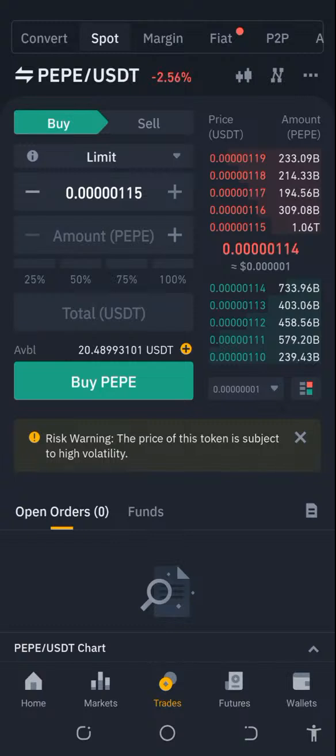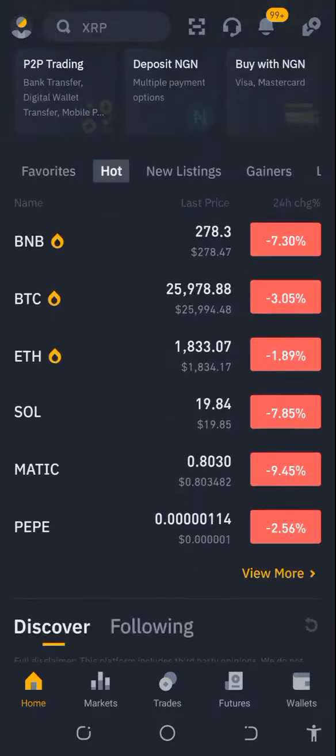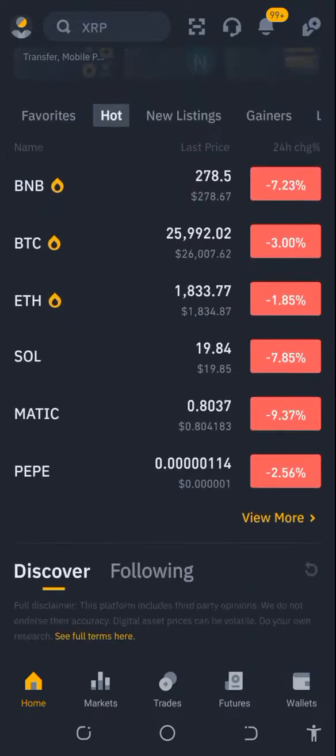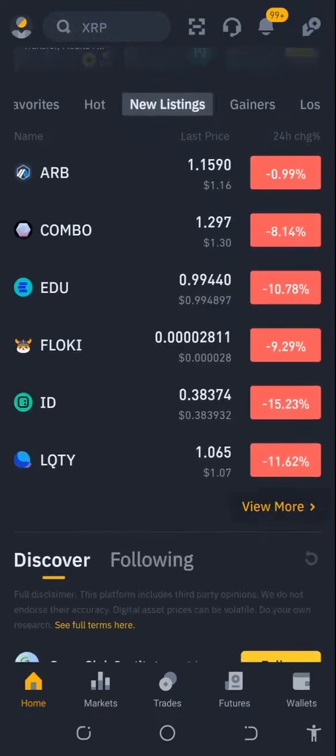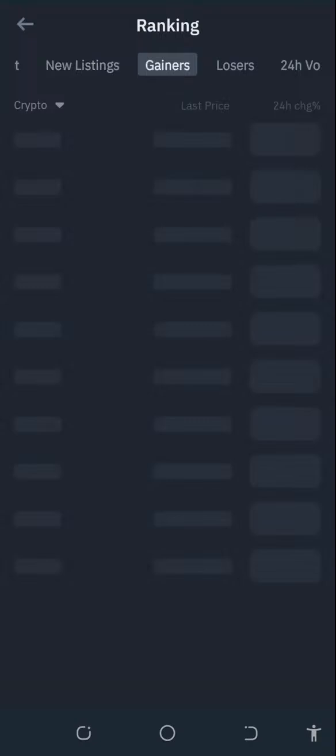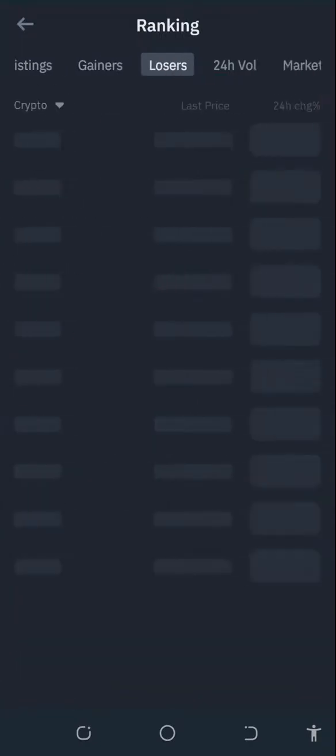But when I went back to check the status, I saw it was amongst the losers. Normally you should go and see it's currently on hot, right? But if you look at it on new listings, you might find it somewhere there. Pepper is on the new listings, but it's not high up. It's just somewhere down. If you look at the gainers, I don't think it's there for now. It's actually on losers.